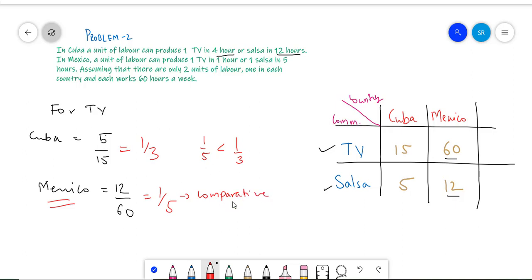The reason is that it has to forego only 1/5 amount of salsa for 1 unit of television, whereas Cuba has to forego 1/3.